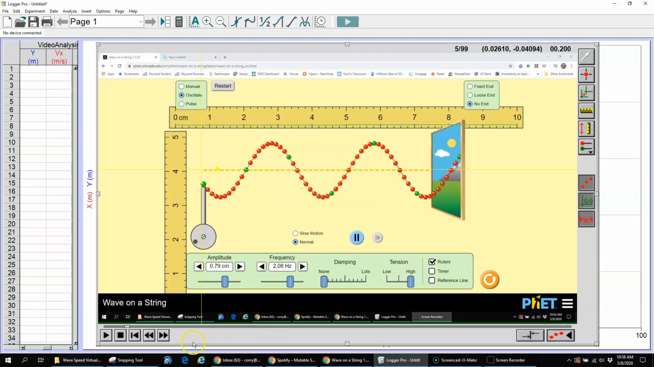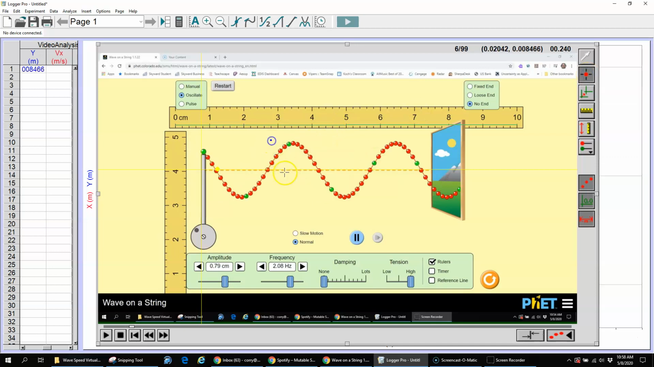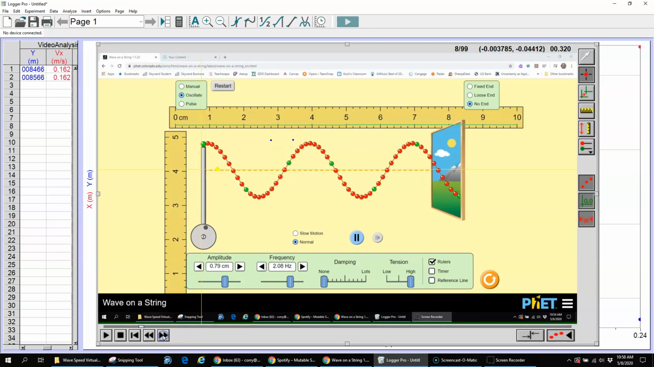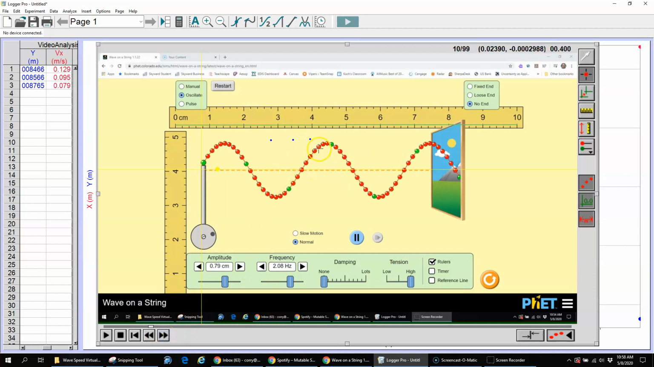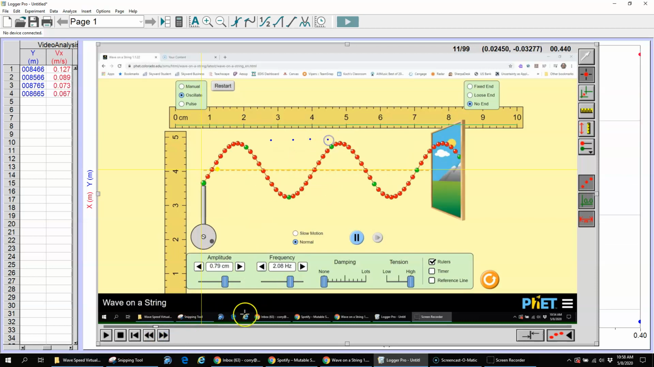So now I've set the scale, and I'm going to use this to add points, and maybe I'll just kind of point that along.